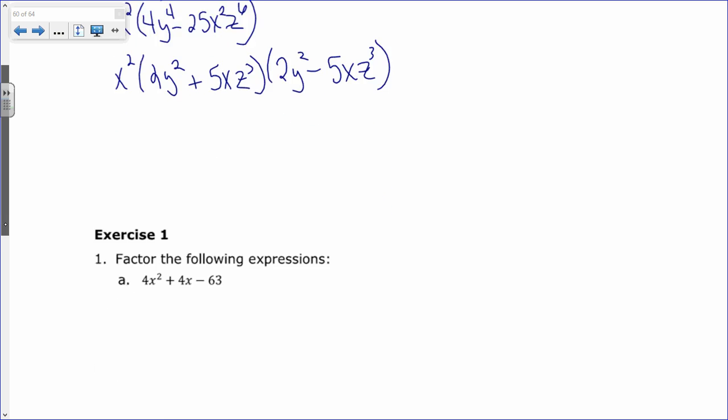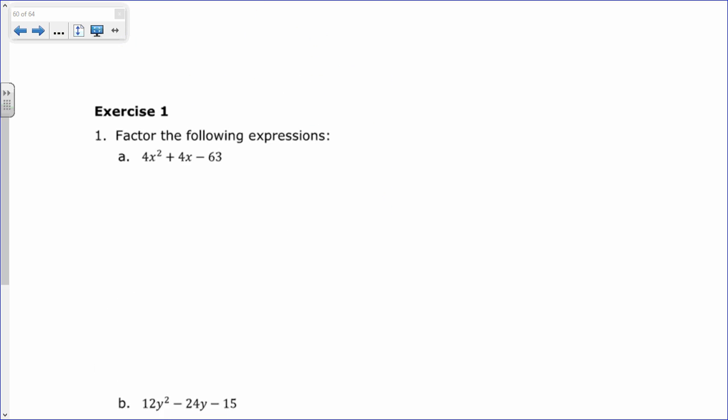All right, the next one. Factor the following expressions. There is no GCF here, so this one we're going to have to do a little multiplying. 4 times negative 63 is negative 252.